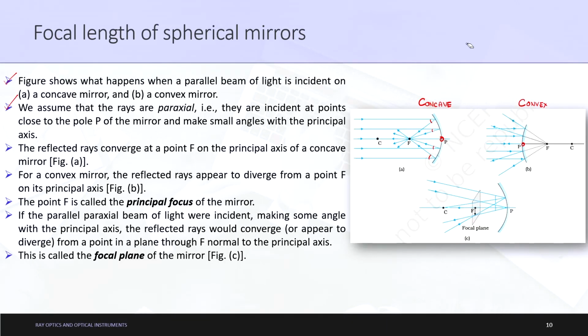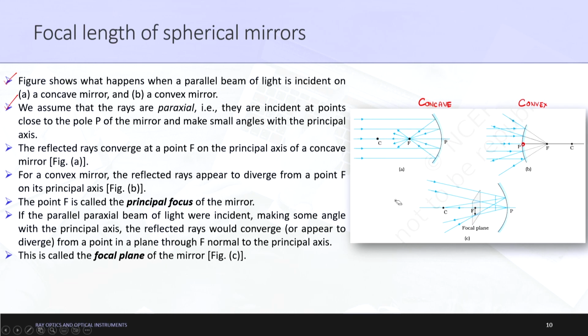Okay. So, we just assume that the rays are para-axial, that is, they are incident at points close to the pole P of the mirror and make small angles with the principal axis. Okay. Next, the reflected rays converge at a point F, quite evident as you can see. So, these are all the rays.